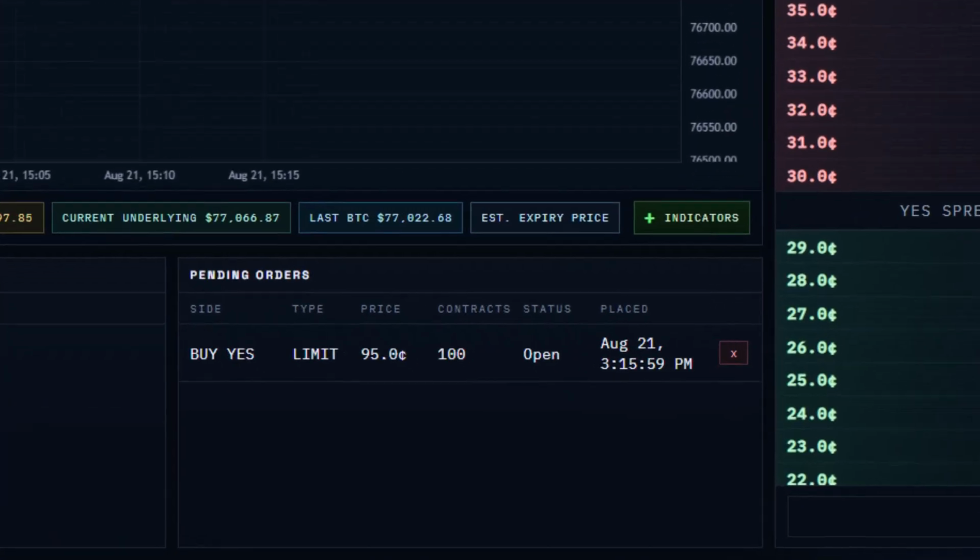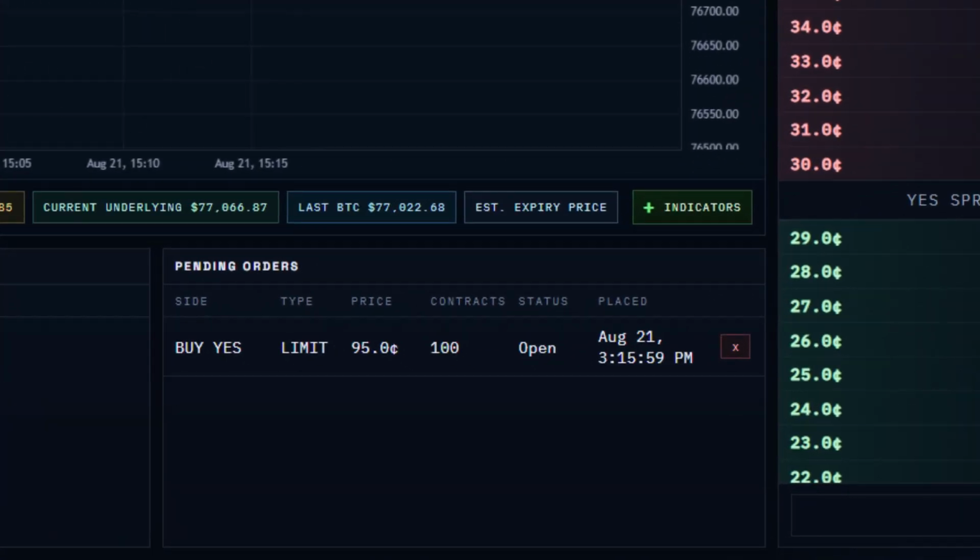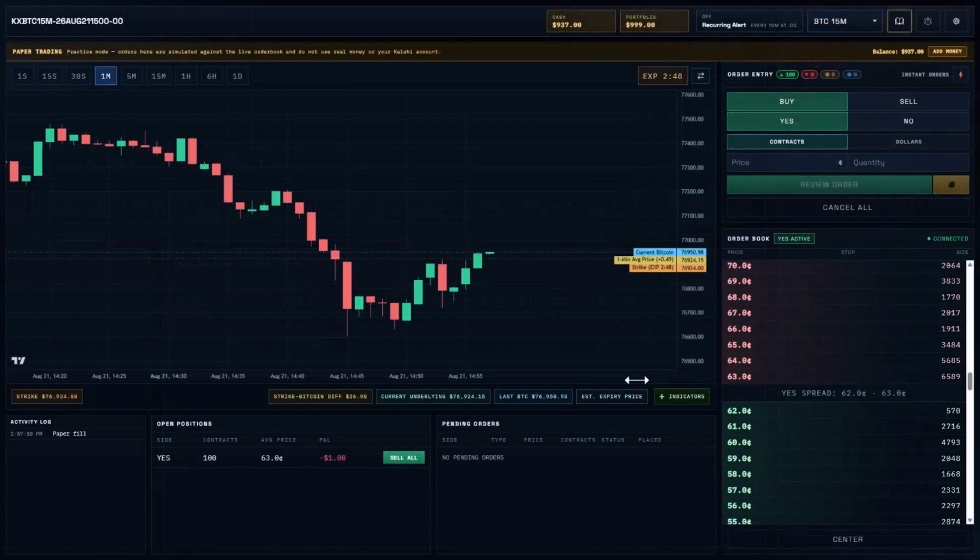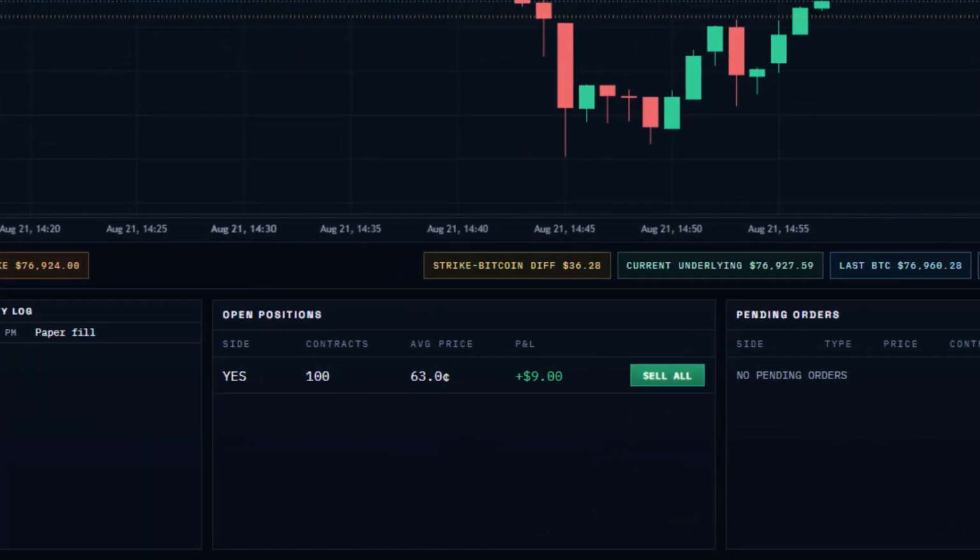After I place the order, it appears in the Pending Orders panel. My order is now waiting to be filled, and Midnight Terminal will purchase contracts at the best available price, as long as that price does not exceed my 95-cent limit. And there we go. Our order has been filled. The position now appears in the Open Positions panel, where we can see the number of contracts we own, our average entry price, and our current profit or loss. For now, I'll let the trade run and see whether the market moves in our favor.